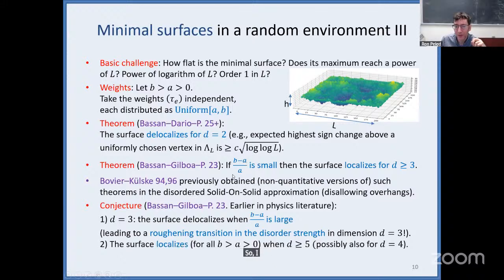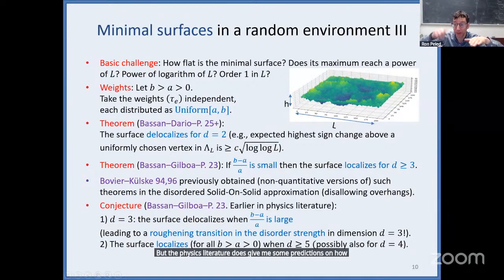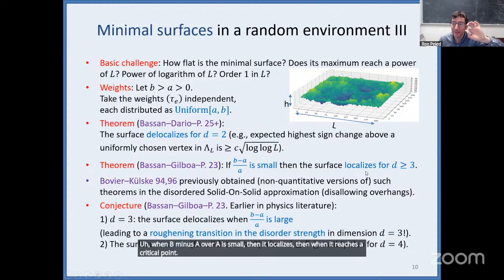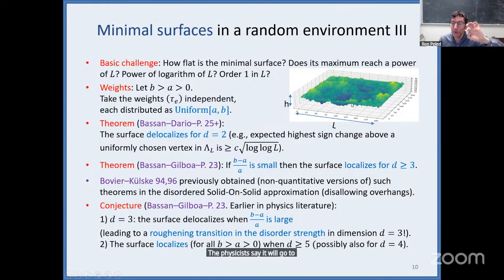I don't know what should be the value of this ratio that will induce delocalization, but the physics literature does give me some predictions on how high it will delocalize. When B minus A over A is small, then it localizes. Then when it reaches a critical point, the physicists say it will go to height square root log L. And when you go above the critical point, it should go to L to a power. Much, much stronger delocalization. I will comment on the power later.